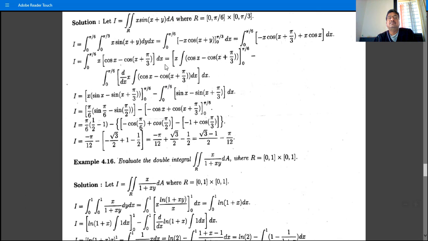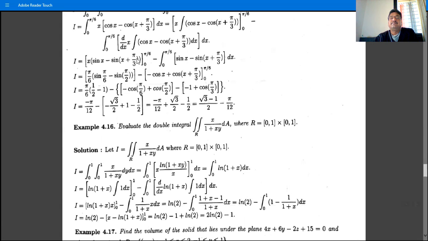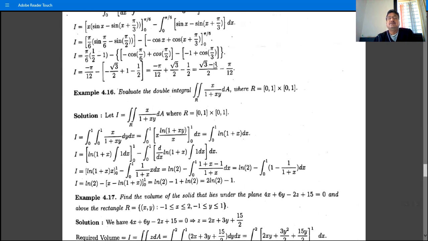This is by parts rule, that is x is the first, and this is first times integration of second minus integration of second times derivative of first. We have this answer, and then upper limit minus lower limit value, and integration of this quantity is this. So we have this answer minus root 3 minus 1 divided by 2 minus pi by 12.